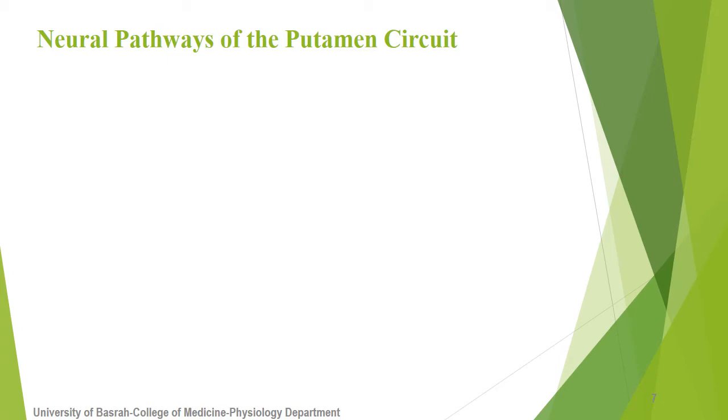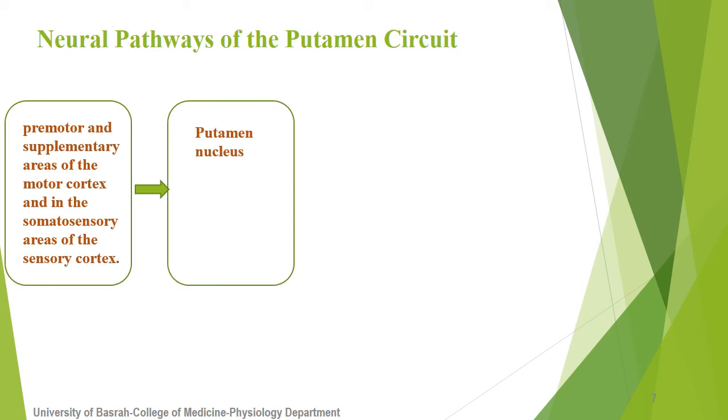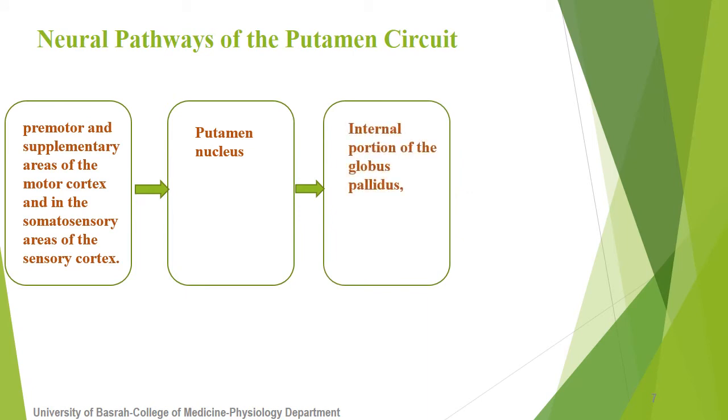This circuit started from the motor cortex, mainly from the premotor and supplementary area, and also from the somatosensory area. Signals project from the cortex to pass to the basal ganglia, specifically to the putamen nucleus. This is the first connection. Then the circuit continued to pass to another nucleus within the basal ganglia, which is the globus pallidus, especially in the internal portion of the globus pallidus.